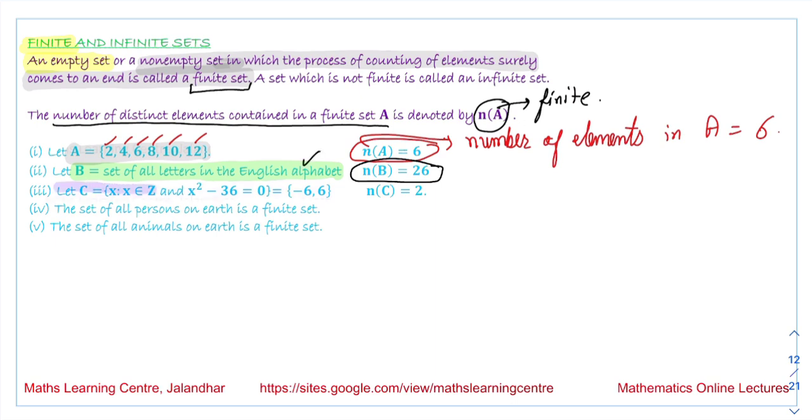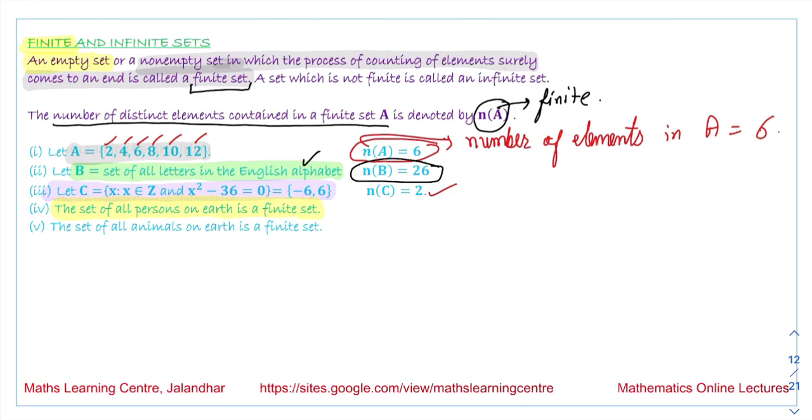Next, we are talking about the set C. It is x is an integer and x square minus 36 is equal to 0. So we get the values of x, it is plus minus 6. So this set has 2 elements, so it is a finite set. Next is the set of all persons on earth, which is a finite set.